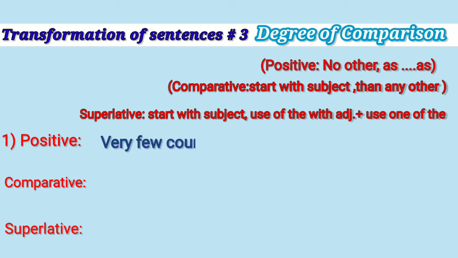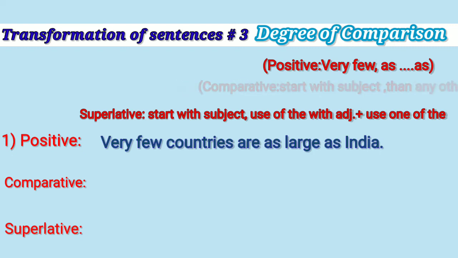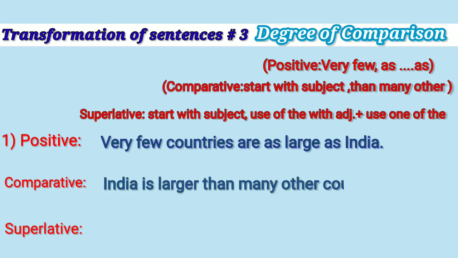First sentence is very few countries are as large as India. So what is the difference between earlier examples and this sentence? Instead of beginning the sentence with no other, we are starting it with very few and as large as remains same. Sentence in comparative form. It will start with the subject which is India here. That will be same, but instead of then any other, we will use then many other. So our sentence will be India is larger than many other countries.